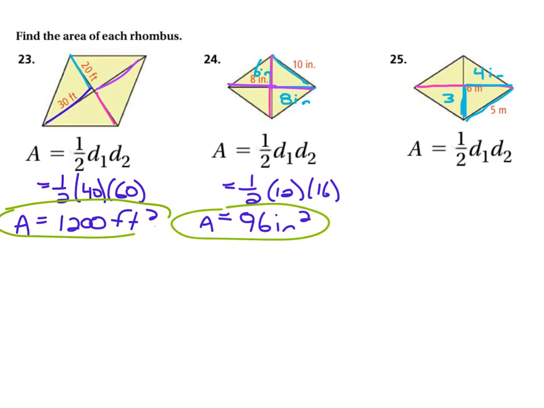So we can then say the area is going to be 1/2, diagonal 1 is going to be 3 plus 3 or 6, and diagonal 2 is going to be 4 plus 4 or 8. Half of 6 is 3. 3 times 8 is 24.